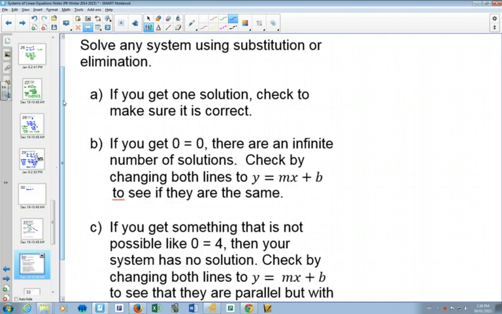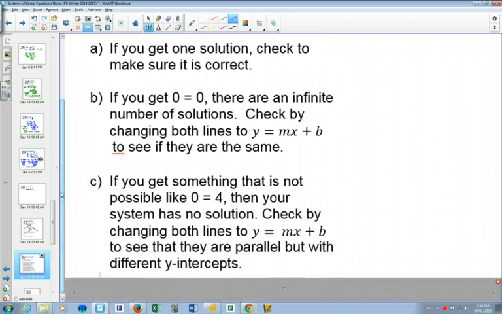If while you're solving it, you get something crazy, like 0 is equal to 4, which is not true, then you would know that those two lines are parallel and never intersected. And the way that you could check when you get something weird like this is you could change them to y equals mx plus b form. And then you would either find out that they're exactly the same as in part B, or you would find out that they have the same slope but a different y-intercept. Then you would know that they're parallel, but they would never intersect.